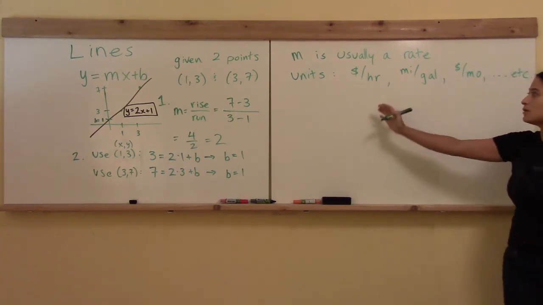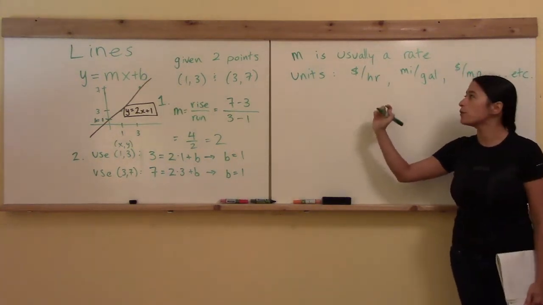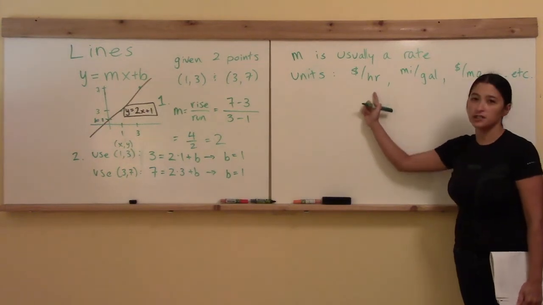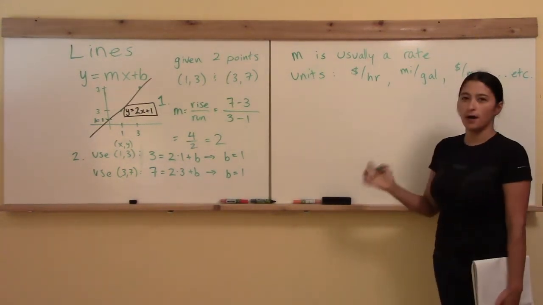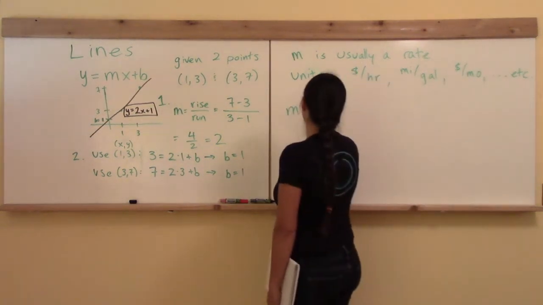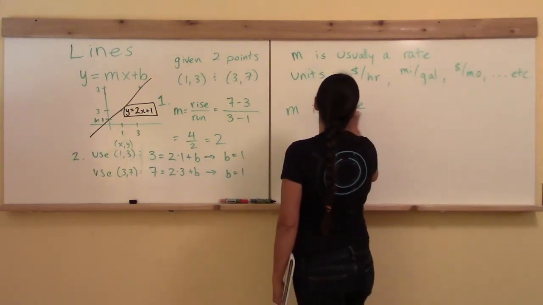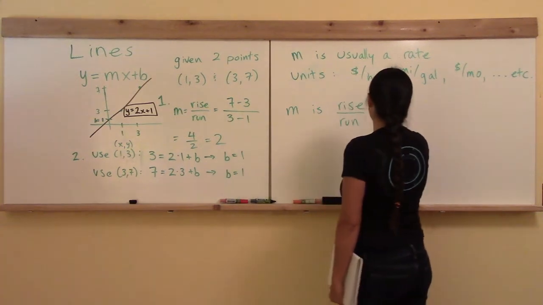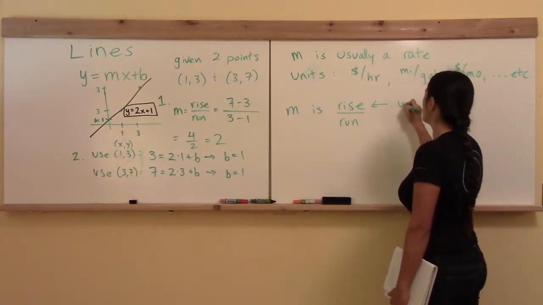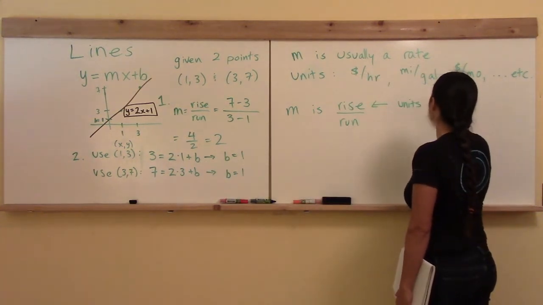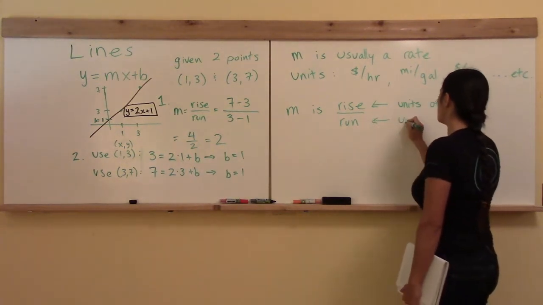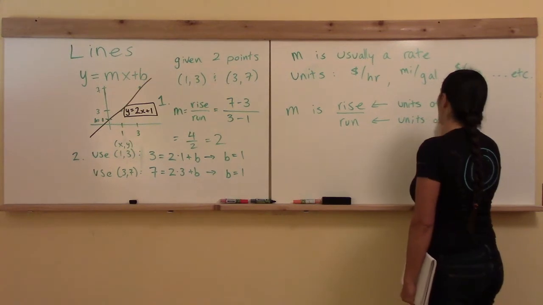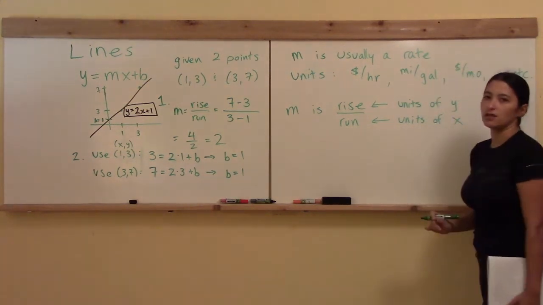You see that each one of these units that I've written for m is a fraction. It has one type of unit on the top and a different type on the bottom, and because m is the rise over run, the rise corresponds to y, so the units on the top are always the units of the y variable. The run is on the bottom, so the units on the bottom are always the units of the x variable.